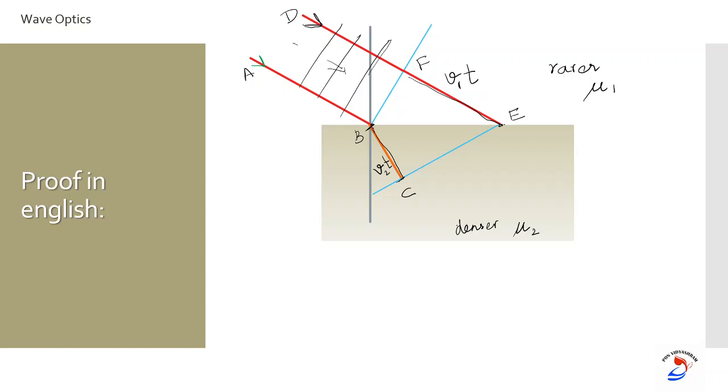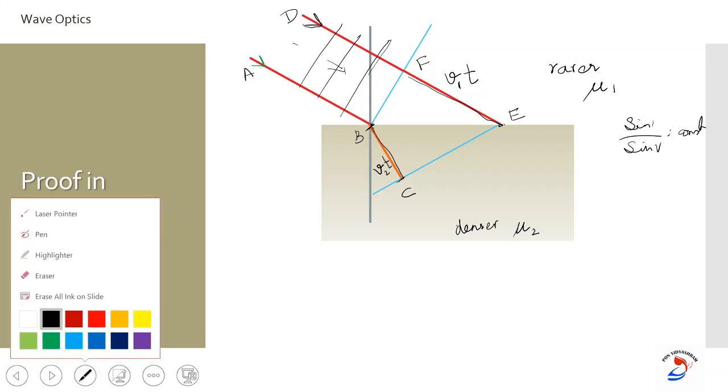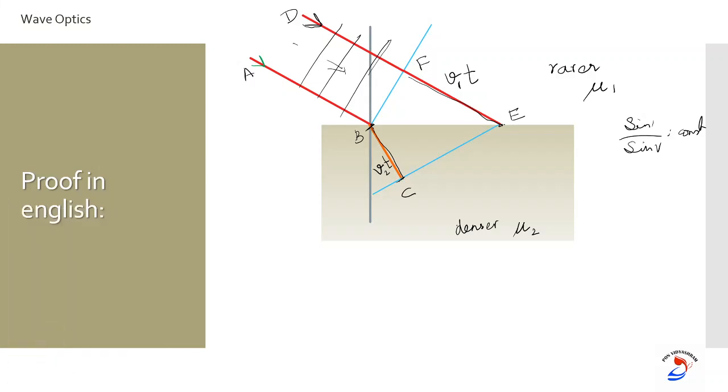Now what do I have to prove? I have to prove that sine I by sine R is equal to a constant, which is the refractive index. Now let's see, where is the angle of incidence? This is the angle of incidence, and this happens to be the angle of refraction. Correct?